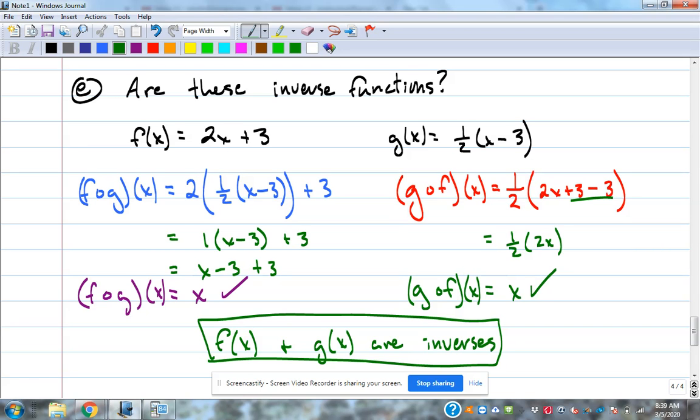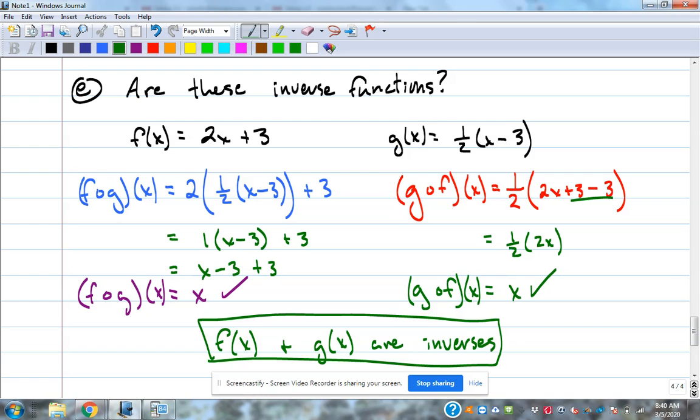If they are inverses, both of them should come out to be plain x. If you do this direction and it comes out as negative x, check your signs and make sure you didn't do something wrong there. And then if you try the other direction and it comes out as something else, then they're definitely not inverses of one another. They both have to equal plain x for them to be inverses of one another. So an algebraic verification is function composition.